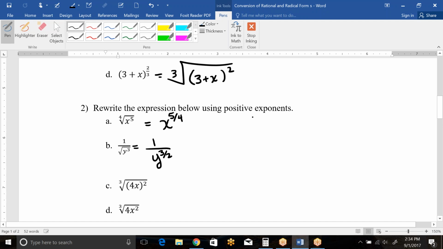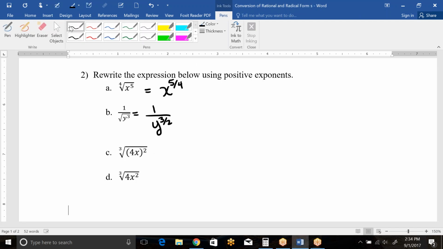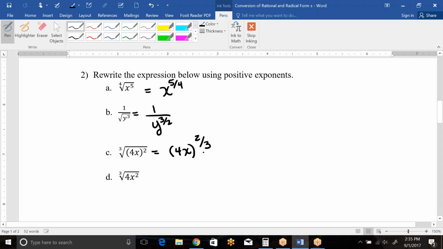And they did say only use positive exponents, so we're going to leave it like this. If they had said just use exponents, I guess you could move it up and make it y to the negative 3/2. But we wanted only positive exponents, so we're going to leave it as it is. In this case, we have that everything inside is being squared. Notice that. Everything inside is being squared. So this would be 4x to the 2 over 3.